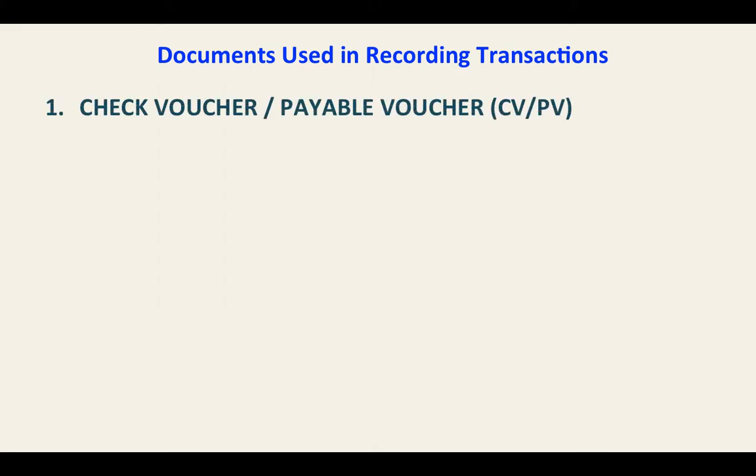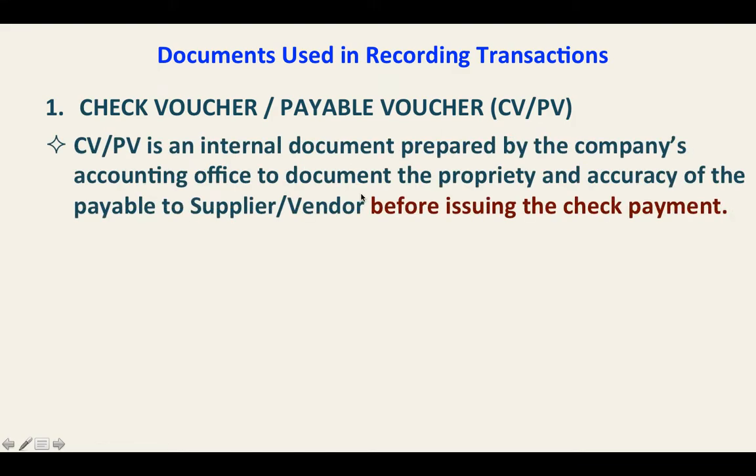So let's discuss the documents used in recording transactions. The first one is check voucher or pwede rin siyang tawaging payable voucher. So ang acronym niyan CV because of check voucher or PV because of payable voucher. By the way, yung iba as I have said, pwede rin baligtad, voucher payable. They call it voucher payable or sometimes companies are calling it as accounts payable voucher. Okay? So CV or PV is an internal document prepared by the company's accounting office to document the propriety and accuracy of the payable to supplier vendor before issuing the check.